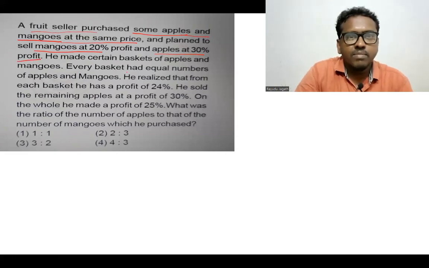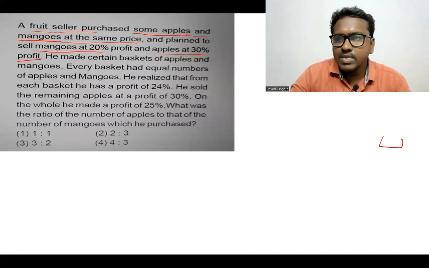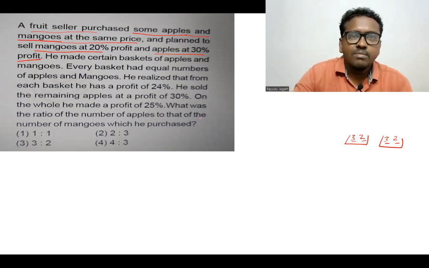He made certain baskets of apples and mangoes. In each basket, any number of apples may be there and some other number of mangoes, and every basket had equal numbers of apples and mangoes. The meaning is, for example, if a basket has 3 mangoes and 2 apples, another basket also contains 3 and 2 only. It does not change. He made certain baskets.